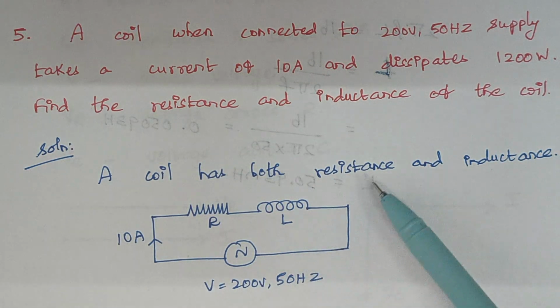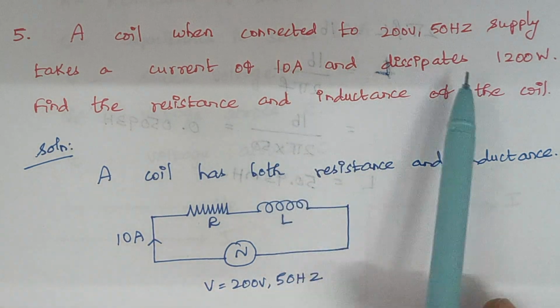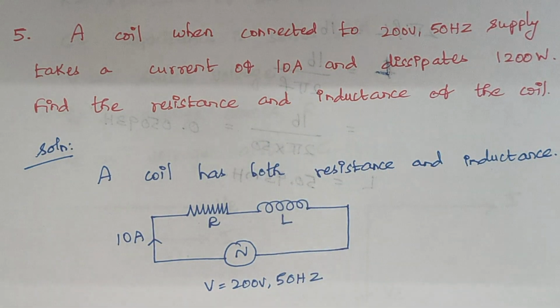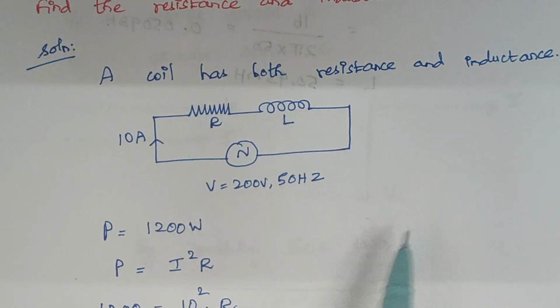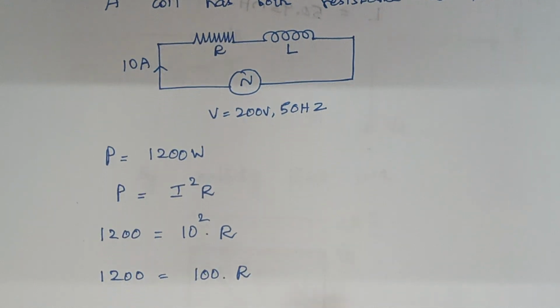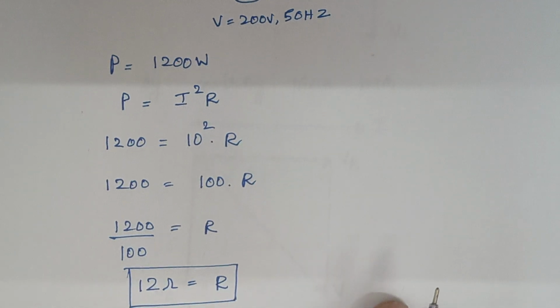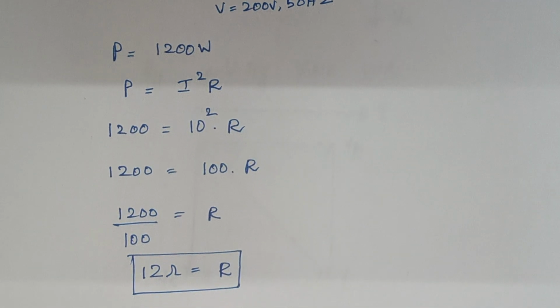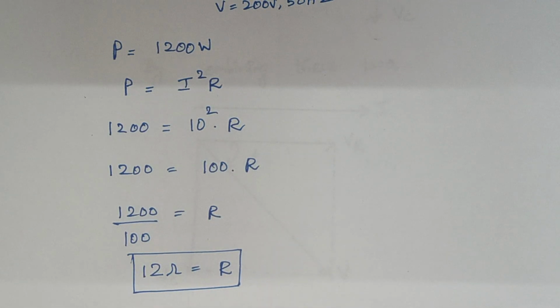So what data are given? We are provided with current and the power. Power is given by the formula I square into R. We know the value of power and the value of current, therefore we can easily calculate the R value. Just substitute it over here and finally the value of R is 12 ohms.